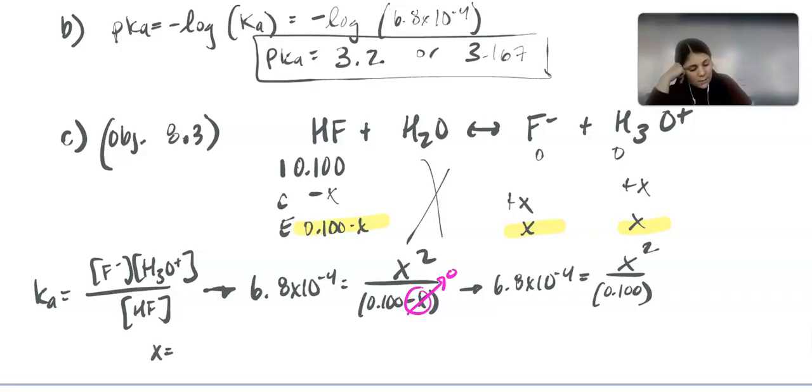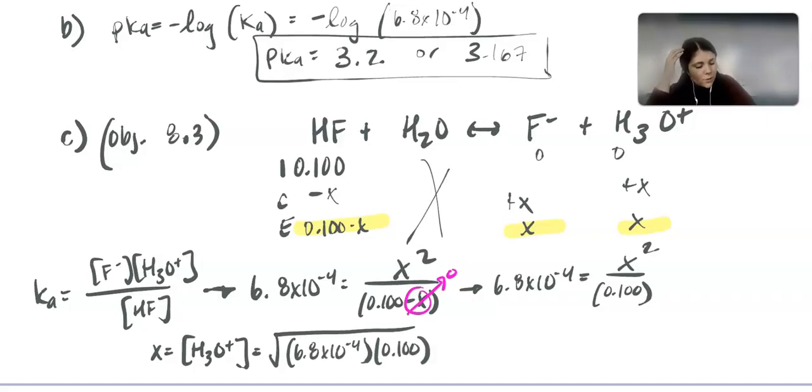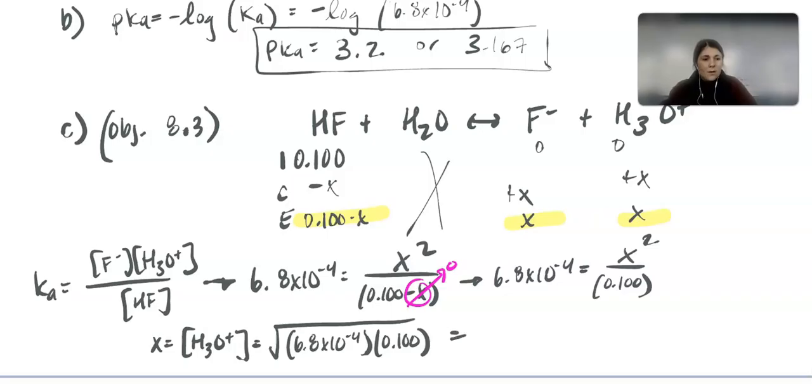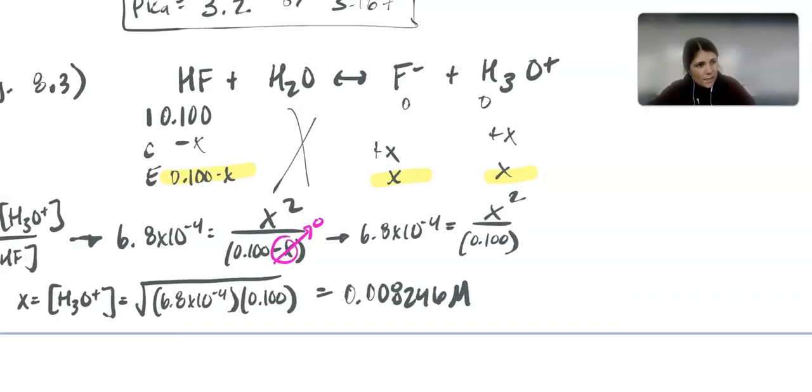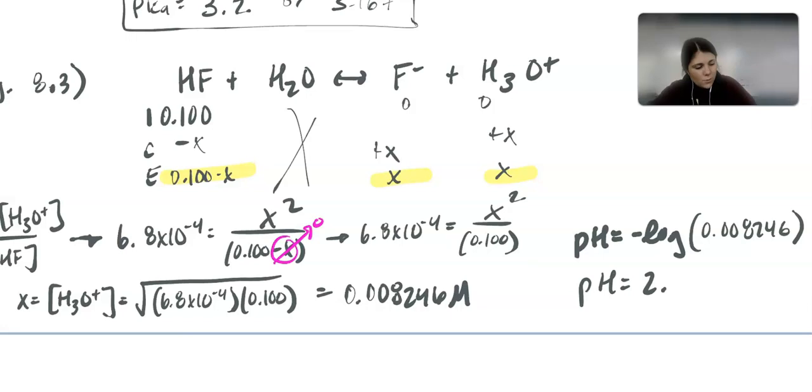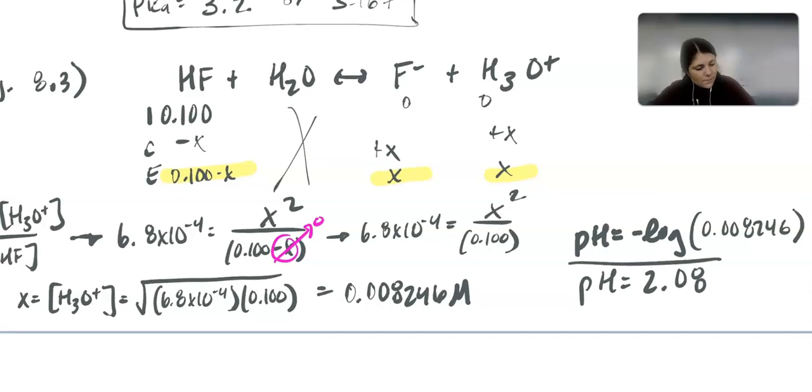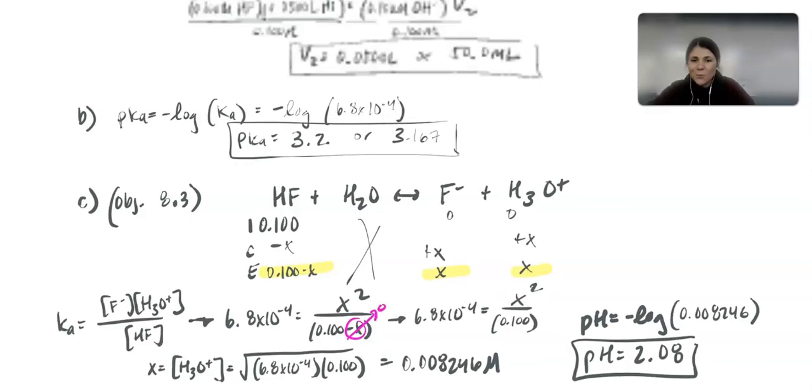So here, X, which will be our hydronium, will be the square root of the Ka multiplied by the original acid concentration. After calculating, you should get 0.008246. Do not round too much because we have not finished the problem yet. To finish, since this will be hydronium, pH is the negative log of that value. So I get the pH as 2.08. And this will be the pH of the original acid, HF, before it was titrated.